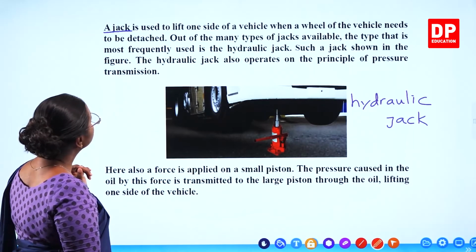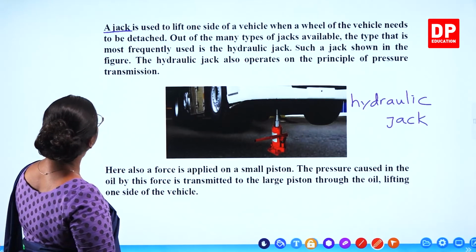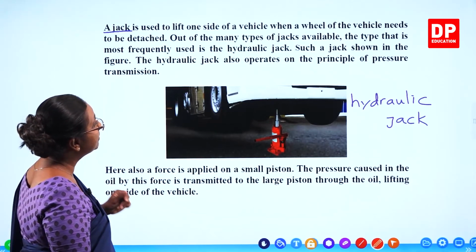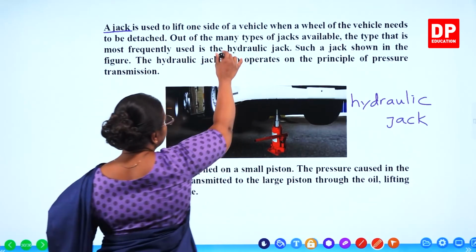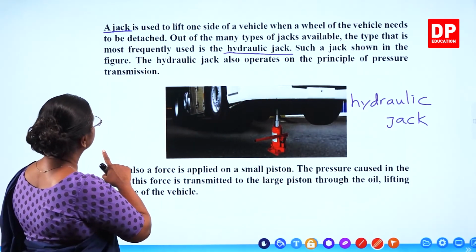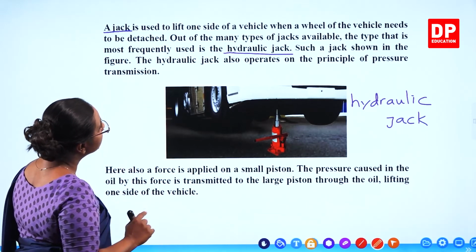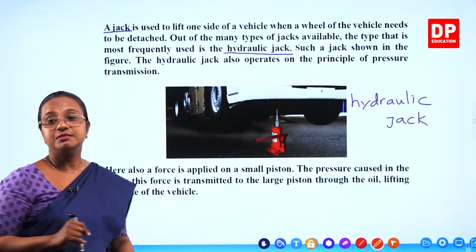A jack is used to lift one side of a vehicle when a wheel of the vehicle needs to be detached. Out of the many types of jacks available, the type that is most frequently used is the hydraulic jack. Such a jack is shown in the figure. The hydraulic jack also operates on the principle of pressure transmission.